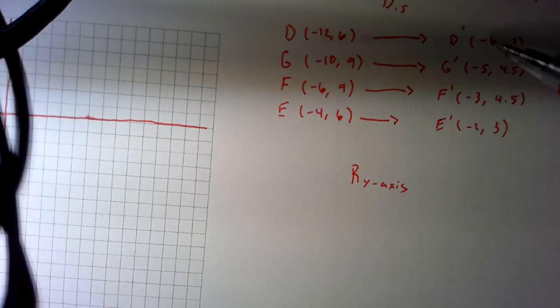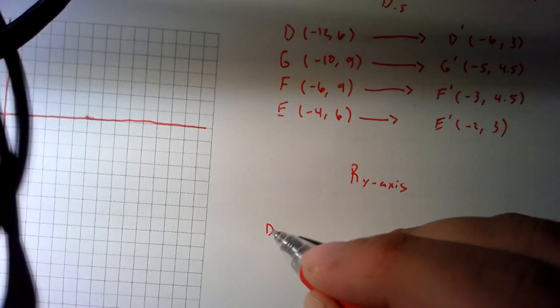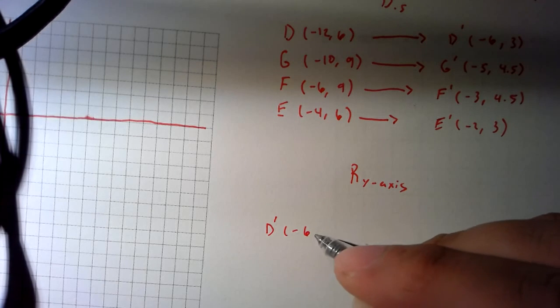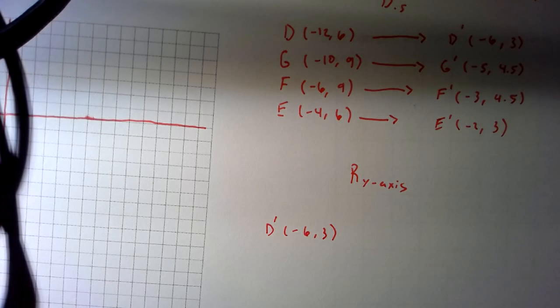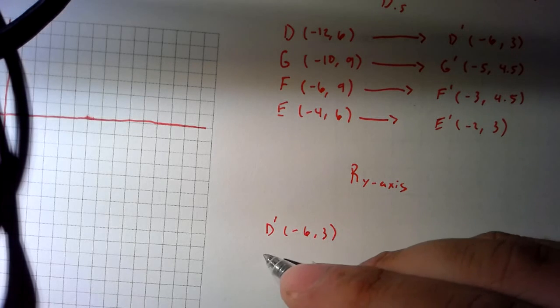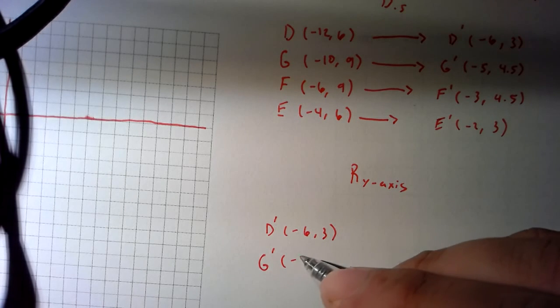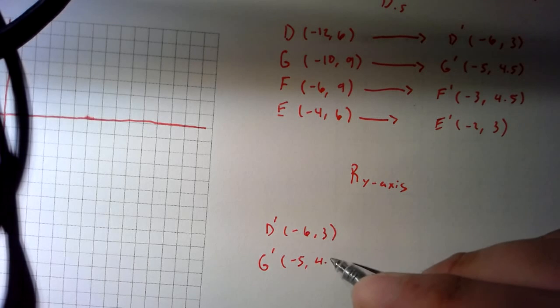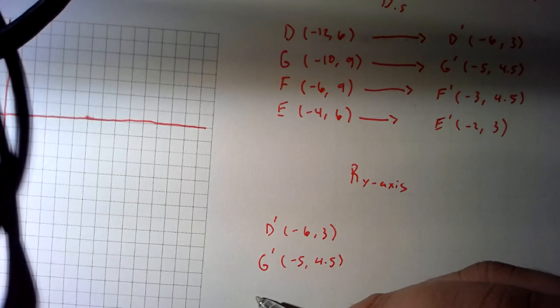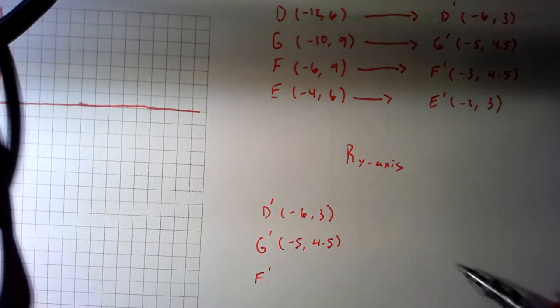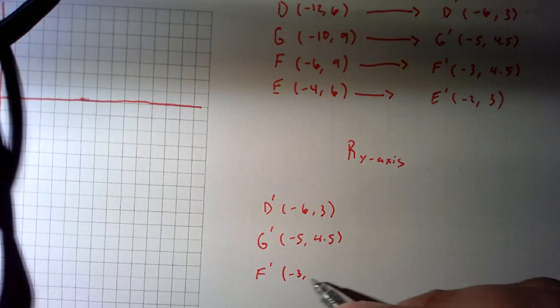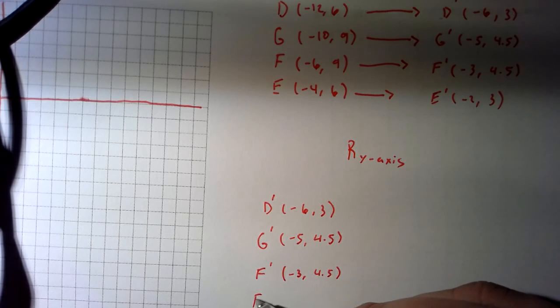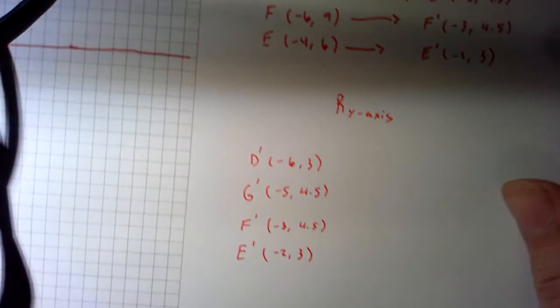So this is the output of our first transformation. Now that becomes the input for the second one. Remember, this is called a composition of transformations. So here we have G prime (-5, 4.5), F prime is (-3, 4.5), E prime is (-2, 3).